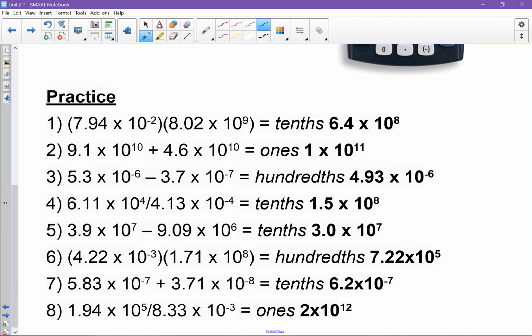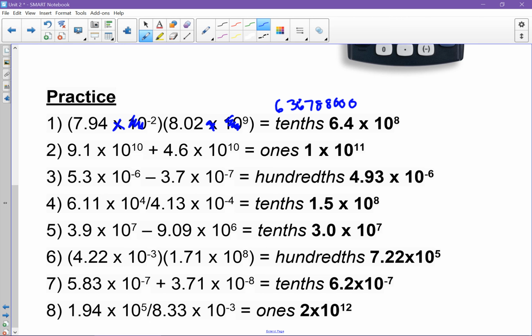Okay? So on my calculator, I'm going to talk you through. To put this in, we would do 7.94, second E, don't push this and don't push this, just do minus 2. Then times 8.02, don't push times, don't push 10, do second, that button for E, 9. And your calculator is going to say 6, 3, 6, 7, 8, 8, 0, 0, 0. Okay? What we want to do is put that back into scientific notation.